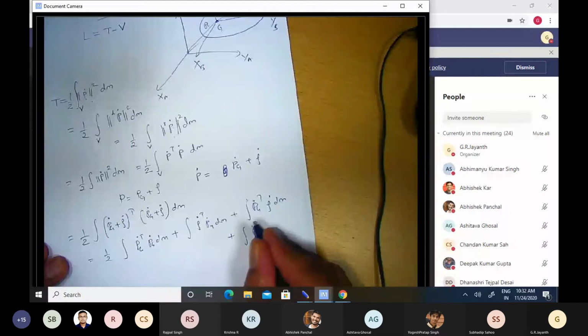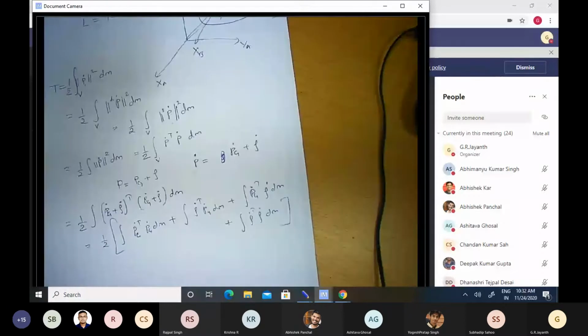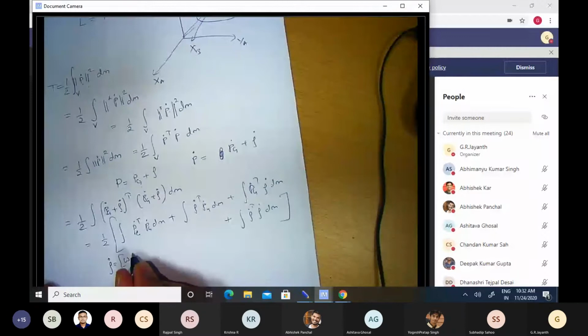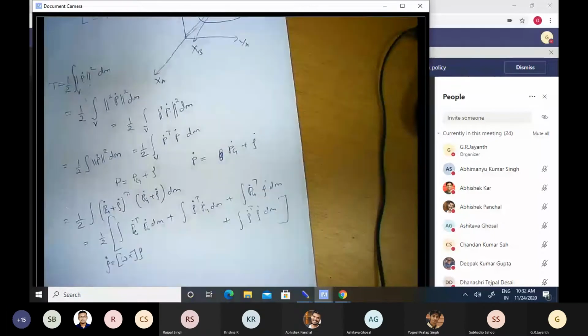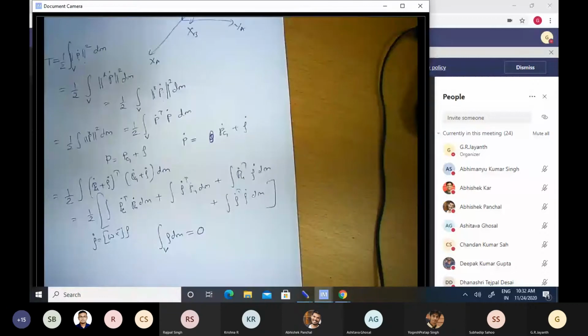Just expanded this thing out. Now for a rigid body, we know that rho dot is equal to omega cross rho, right? And we also know that integral rho dm is equal to 0, integrated over the volume of the object, by definition. We have used this earlier when we were trying to obtain the Newton-Euler equations.